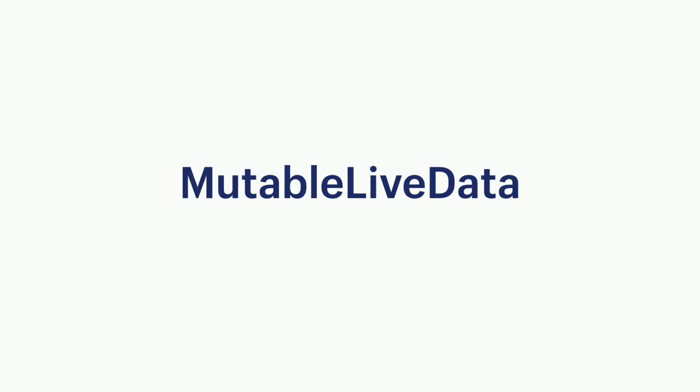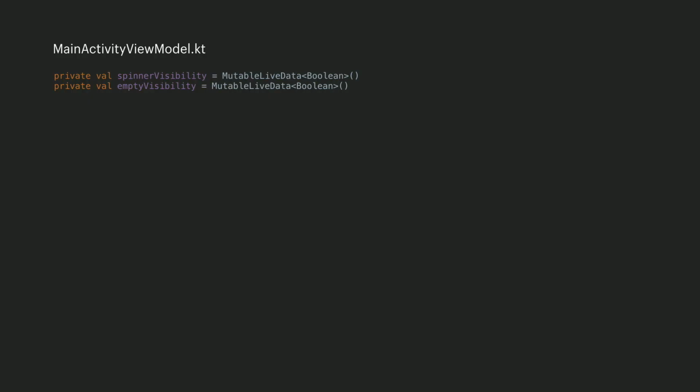So I mentioned there were a couple of other subclasses, one being MutableLiveData. On this slide that nobody can read, we have a couple of MutableLiveData objects. In this case, they're of type Boolean, and they're representing the visibility of a few views on my main activity. What MutableLiveData does is it's a subclass of LiveData that exposes the setValue method, which means that you can set the value yourself, making it mutable.